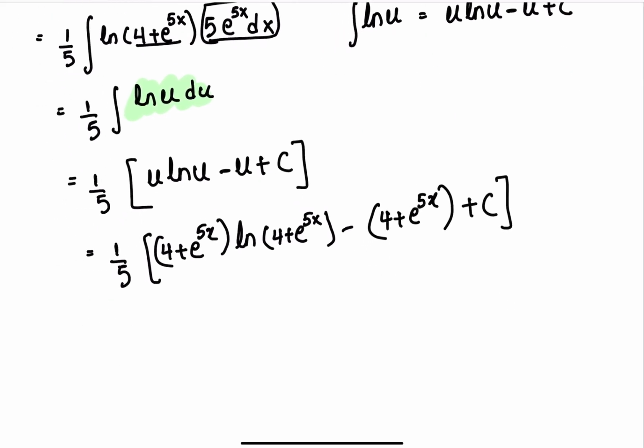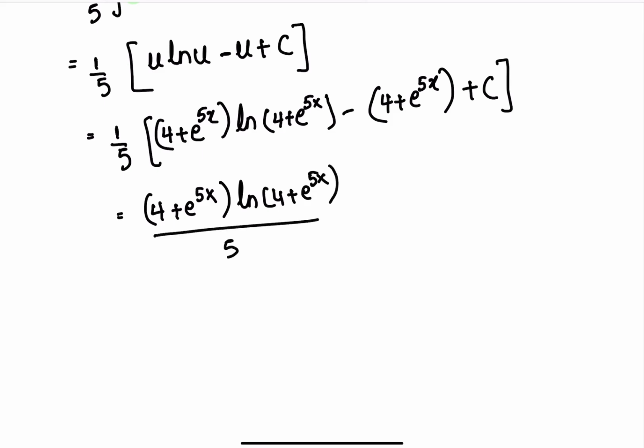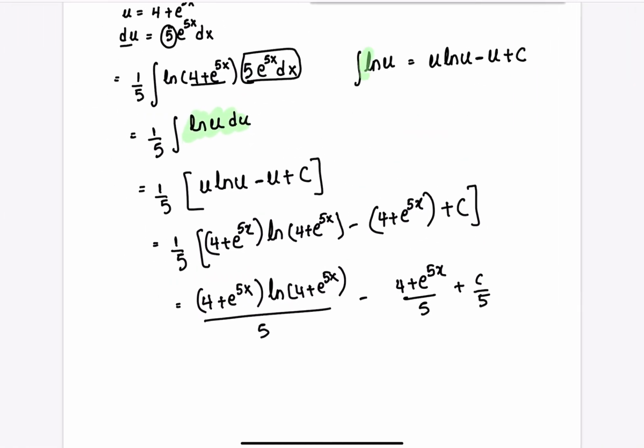If you want, you can separate this whole thing and rewrite everything as 4 plus e to the power 5x times ln of 4 plus e to the power 5x over 5, minus 4 plus e to the 5x over 5, plus c over 5. But even this is fine, and that's your final answer. But please, please, please make sure you write this formula down so you don't have to find the integral of ln by integration by parts. I hope this helps.